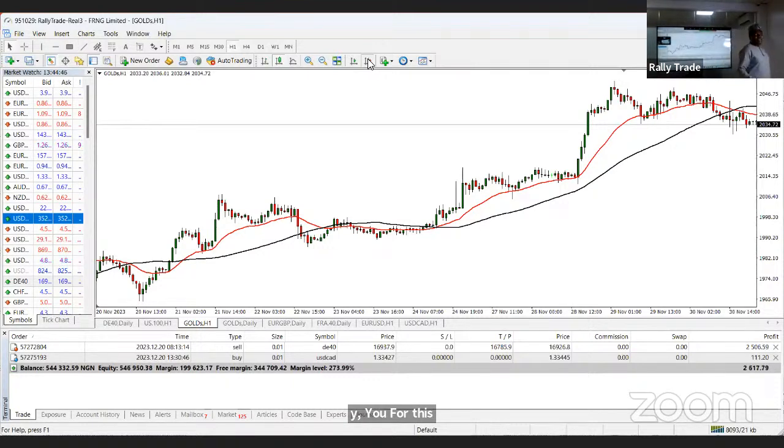For this one, the parameter is simple. It's 21 and 50. You have this one, you can use it on your phone too. No. It's 21 and 50. That's 21, and then this one is 50.